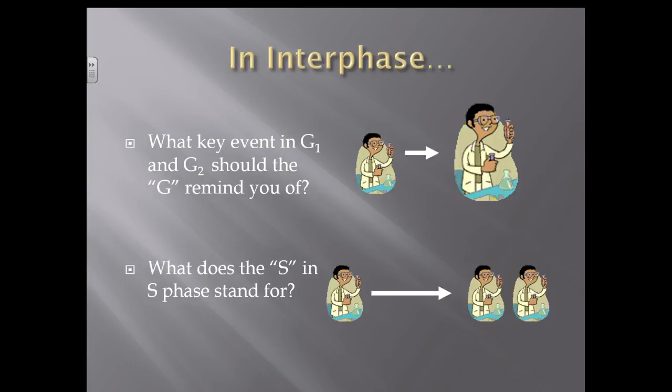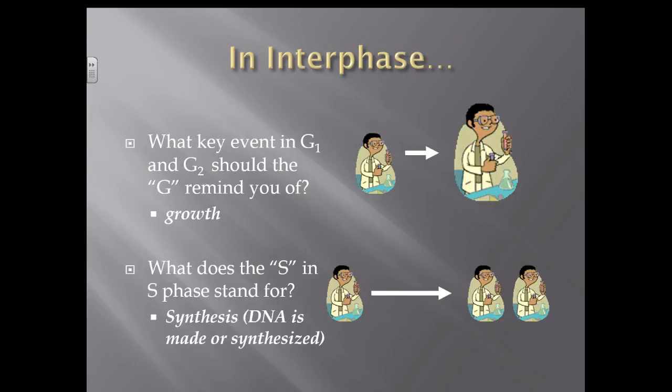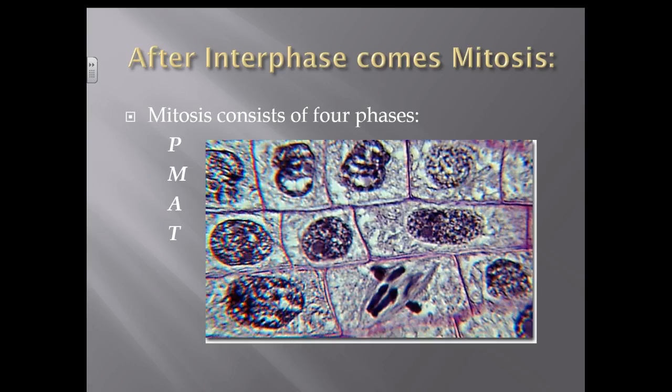But again, growth is important. So the G1 and G2 actually stand for gap, but to me, the G reminds me that the cell is growing during those. S actually stands for synthesis. When you synthesize something, you make something, and a copy of DNA is being made or synthesized in S.